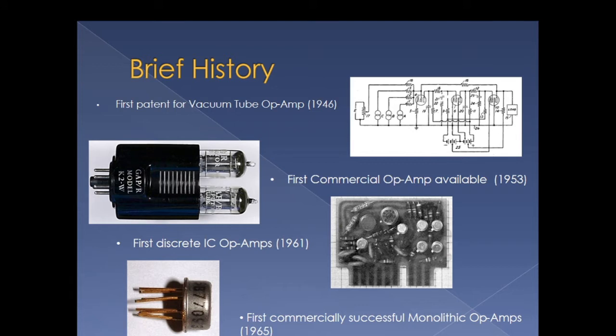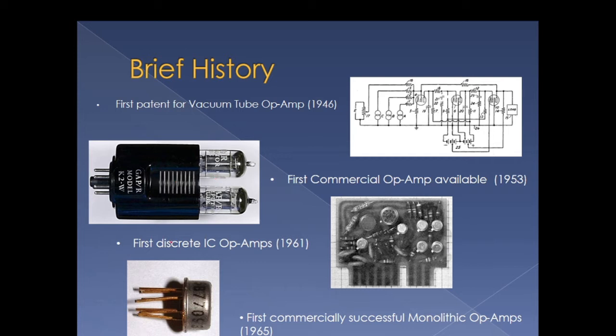A brief history of the operational amplifier. In 1946, the first patent for vacuum tube op-amps, as shown in the figure here. This is the vacuum tube op-amp, which was invented in nearly 1946. So this is a very bulky and very difficult circuit. In 1953, the first commercial op-amp became available. This is the first commercial operational amplifier, which was invented in 1953.